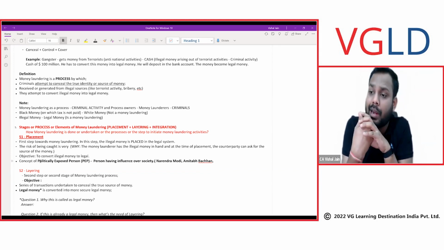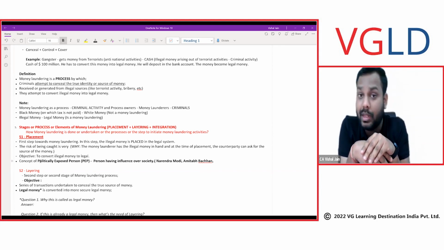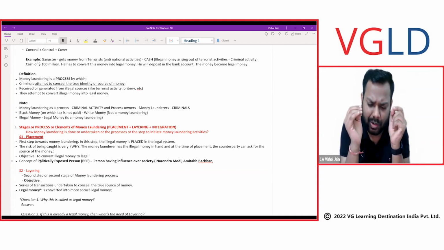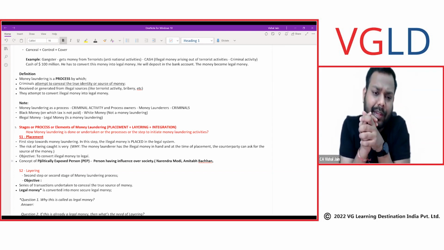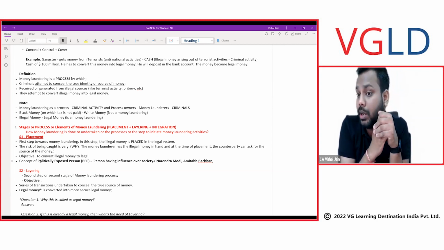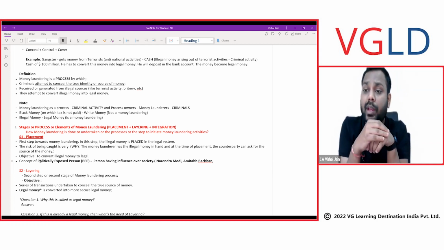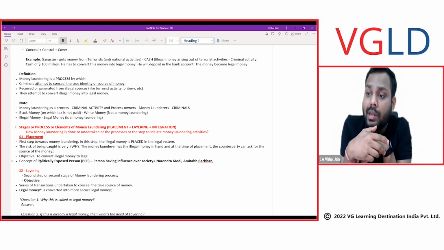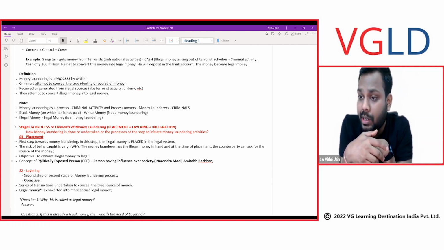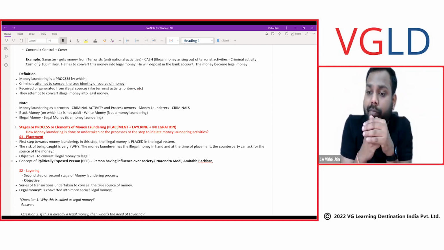Let's suppose Salman Khan or Amitabh Bachchan goes to the bank to deposit one crore money in the bank account. The cashier will get influenced. Oh, Amitabh Bachchan is there at my counter. And he might forget his duty to ask, sir, from where did you get this money. And considering he is Amitabh Bachchan, he will take the money, right?